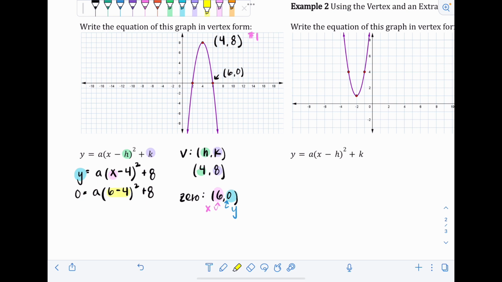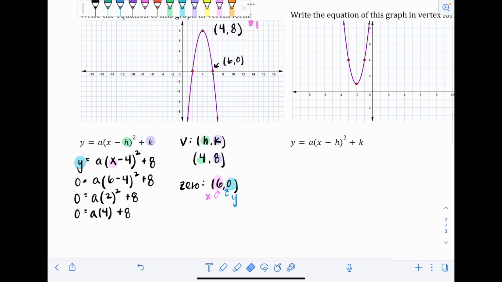So I would subtract inside the parentheses first. So 0 is equal to a times (6 minus 4), which is 2, squared, plus 8. And then next I would simplify the exponent, so I would square the 2. So it'd be 0 is equal to a times 4 plus 8. And then our goal here is to get the a by itself. I need to start to isolate it. So first I would undo the 8 that's being added to the a. So I would subtract 8 from both sides. So this would be negative 8 is equal to a times 4.